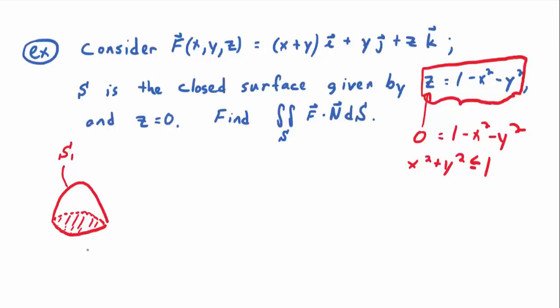Okay? And that z equals 0 is what we're going to call S2. Okay? So S, this thing that we're integrating over, is actually the union of two surfaces, S1 and S2. And it is going to turn out that when you integrate over the union of two disjoint surfaces, you can integrate individually over both surfaces and sum the results.